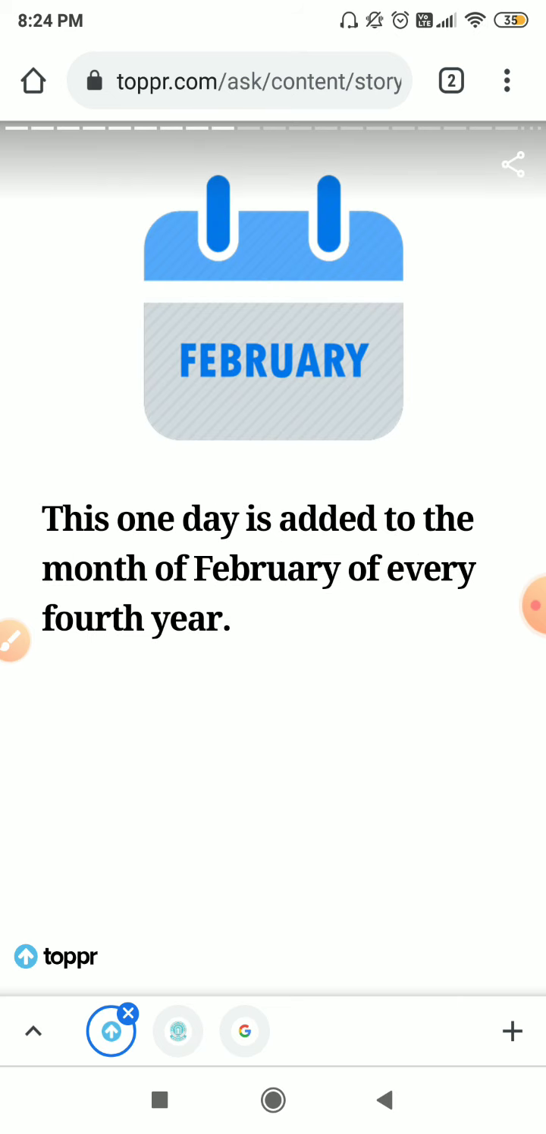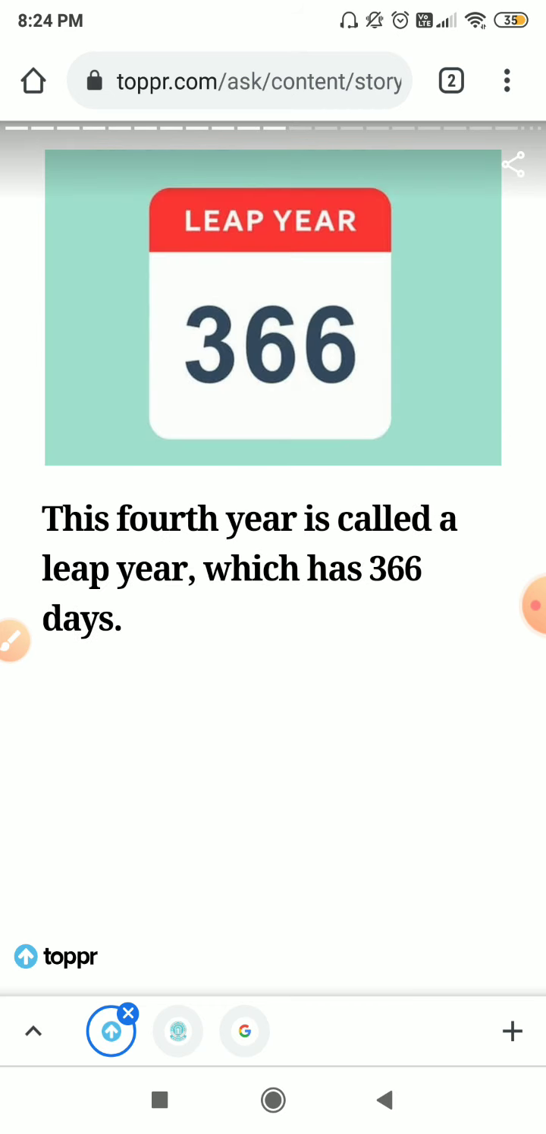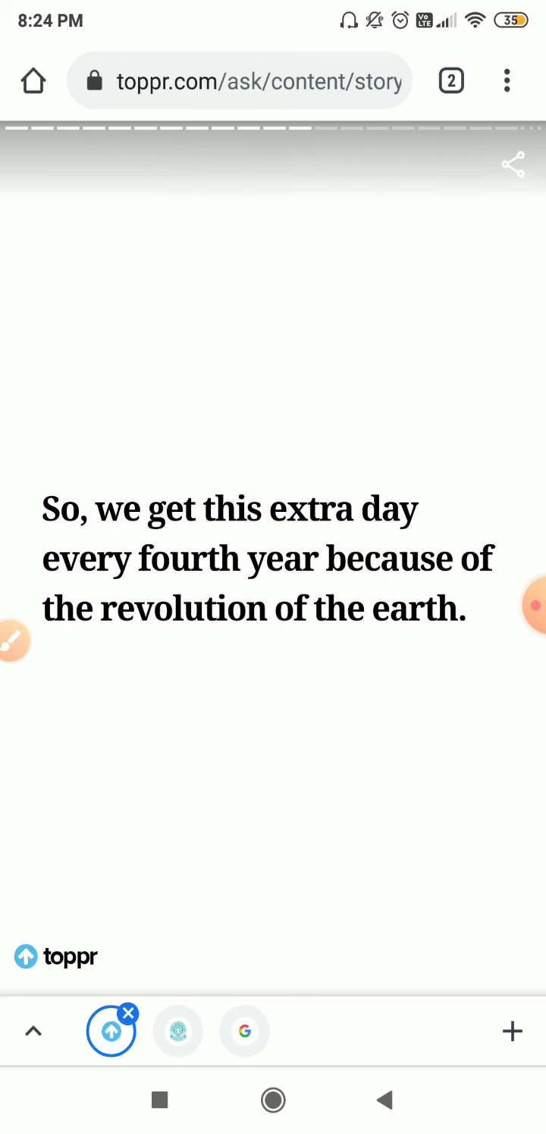This 1 day is added to the month of February every fourth year. Every fourth year, February has 29 days instead of 28 days. This fourth year is called a leap year, which has 366 days. So we get this extra day every fourth year because of the revolution of the Earth.